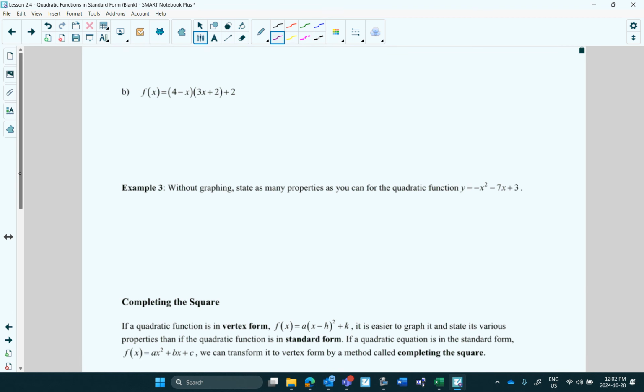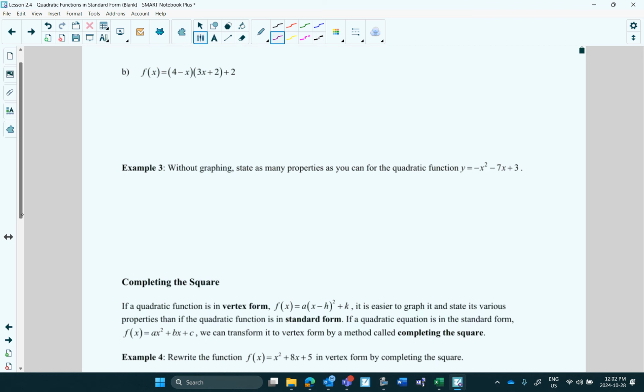Well, you guys try this one. Put this one in standard form. Wait, no, it's not really in any form. It's not in vertex form. It's not in standard form, but I want you to put it in standard form, please.